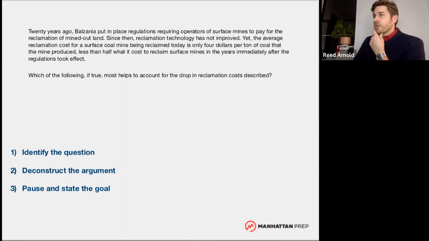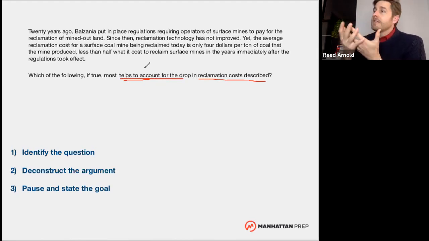Okay, so let's kind of talk about this argument here. Step one, identify the question. The question asks, which of the following, if true, helps to account for the drop in reclamation costs described? Okay, helps to account for is explaining something. You're explaining a discrepancy. That means that someone used to expect something that didn't end up being the case. Identifying what that is, specifying why they thought that, is going to be the key to answering a question like this. So we read this story.